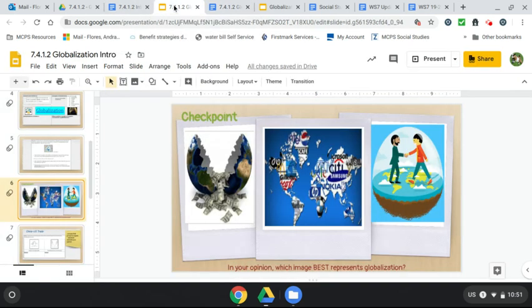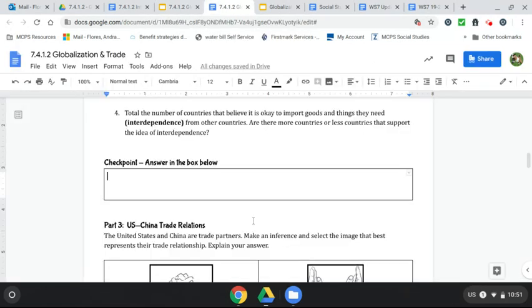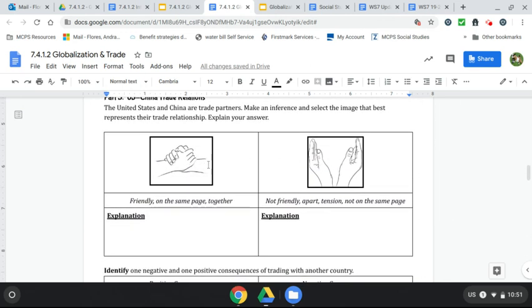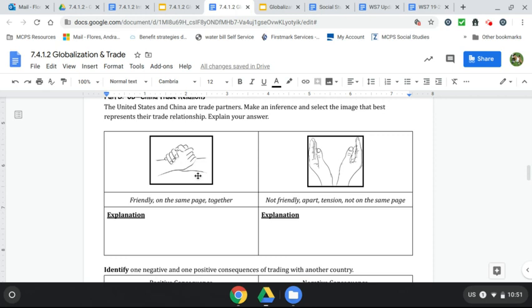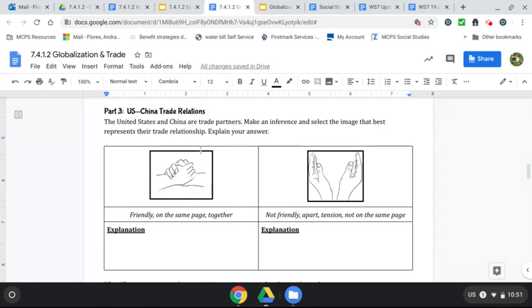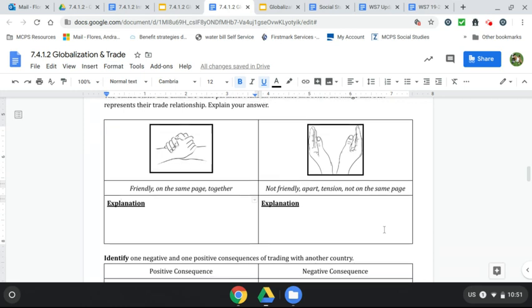The next part is we're going to be focusing specifically on the China-US trade relationship. The first thing you're going to do with this section is look at these pictures. It shows pictures of hands and it explains what these hand symbols mean. You are going to pick one of them that you think best represents US-China trade relations, based on your background knowledge, what you've heard in the news, etc. And you're going to explain why you think that is the best match. So you only have to pick one. You only need to type something either in this column or in this column, but not both.